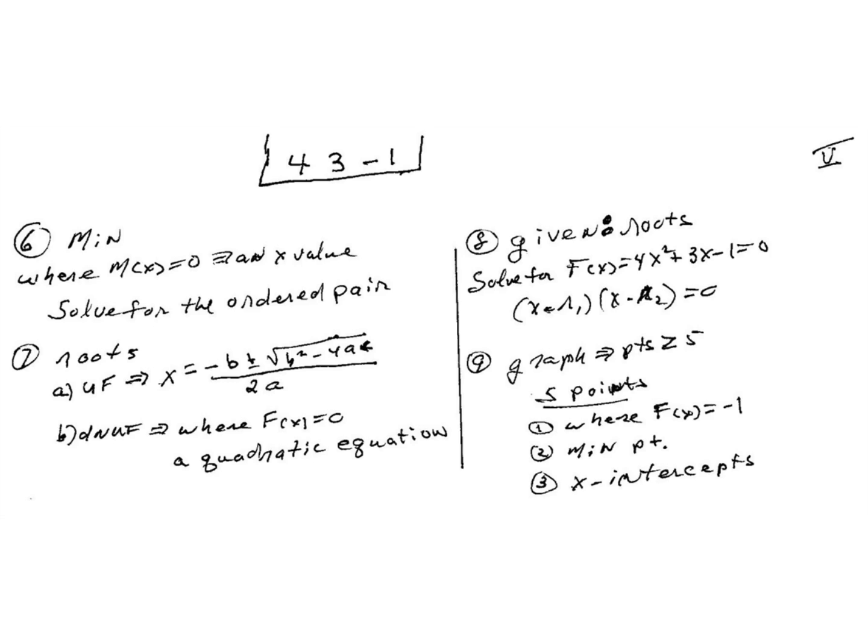Step A, 2 points, is where f of x is minus 1. We have 1 point at the minimum point, and we have 2 other points at the x-intercepts.